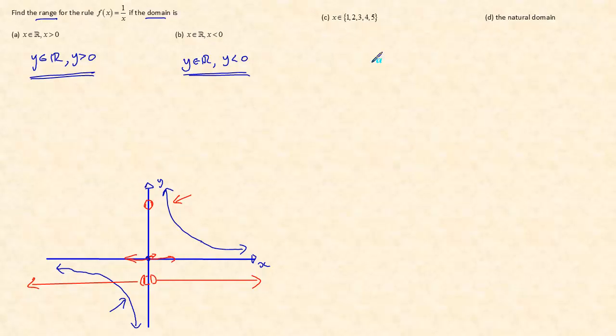Now here we just have 5 individual values. So the range will be 5 individual values. If we substitute in x is 1, we get 1 over 1, which is 1. Substitute in x is 2, and we get half. Substitute x is 3, and we get a third. And then we get a quarter, and then we get a fifth.